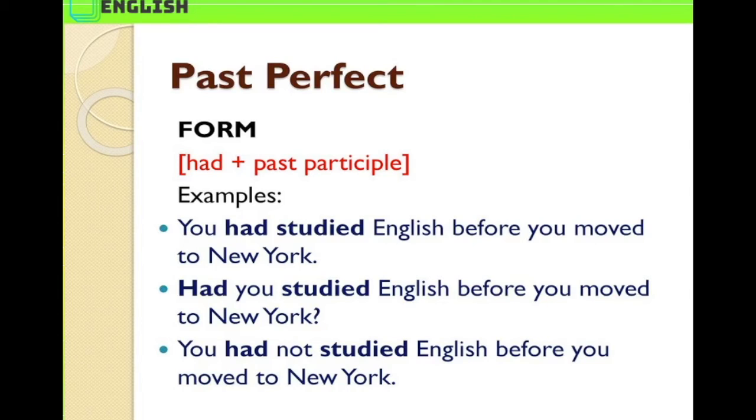Let's study a few examples. You had studied English before you moved to New York. Had you studied English before you moved to New York? You had not studied English before you moved to New York. So see here, positive, question, negative, all types of past perfect we are studying. Had studied is positive. Had you studied is a question. You had not studied, again not is coming here, so it is a negative sentence.